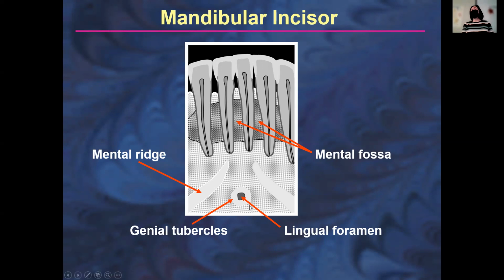And then the genial tubercles are a denser area of bone, like a circle that goes around the lingual foramen. The lingual foramen is going to be lucent because that's where you get the opening for the nerve, but the genial tubercles are a beefed up bony area. I think there are some muscle attachments there, if I'm remembering correctly. So it'll be more radiopaque around a radiolucent area.